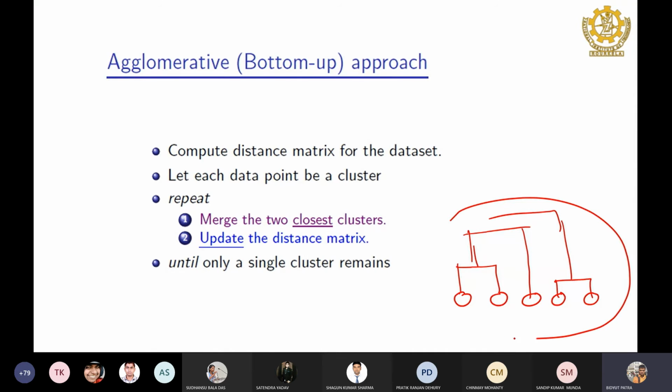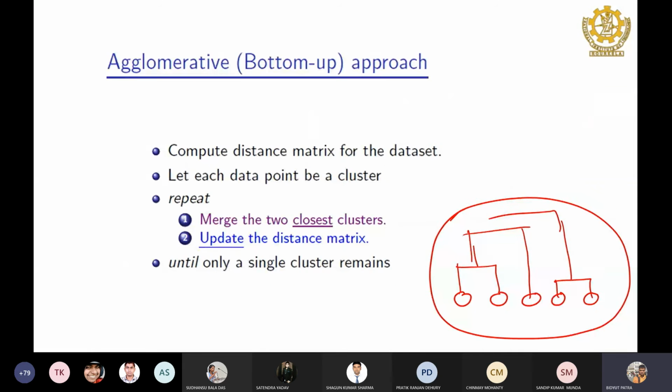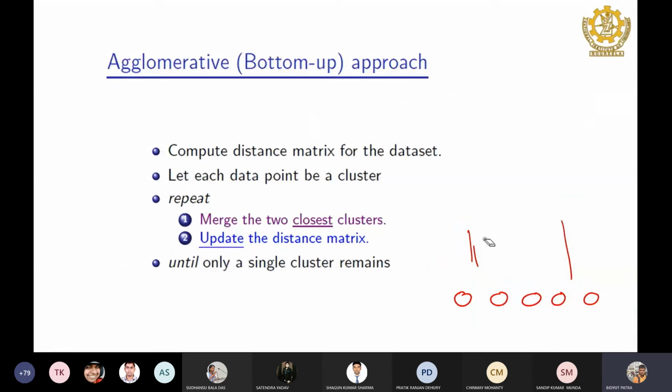This structure is something called the dendrogram. As we have seen earlier, this tree-like structure is called the dendrogram. This is the output of the hierarchical clustering approach. Now we will study this algorithm, that is the agglomerative approach, very carefully.